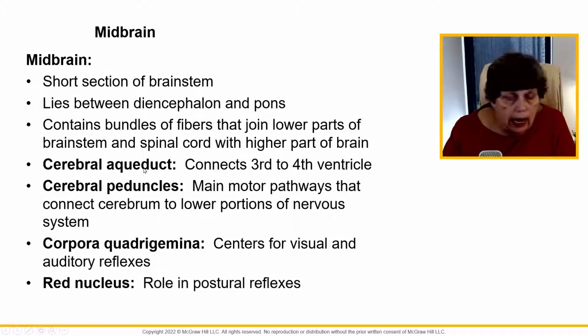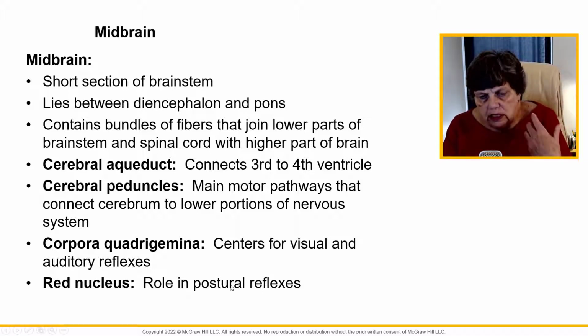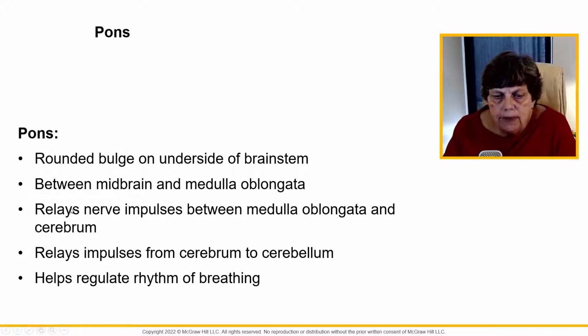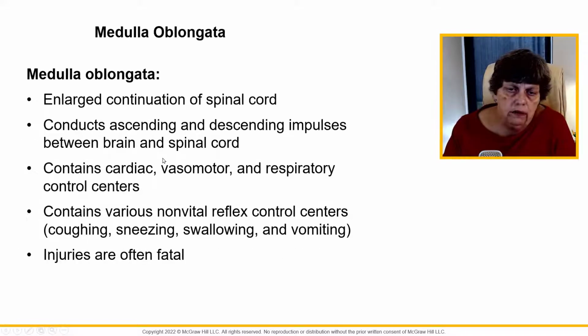There is a cerebral aqueduct that lays there that connects the third and fourth ventricles. And the main motor pathway is the cerebral peduncles. One of the things that you'll hear about is the red nucleus, and that has reflexes that help you keep yourself in position. All right, so the pons, this is the bulge, kind of looks like the belly of the bird again for me. It is a nerve impulse relay between the medulla and the cerebrum, and it helps us regulate some of the rhythm of the breathing.